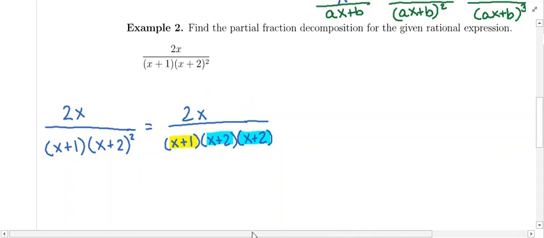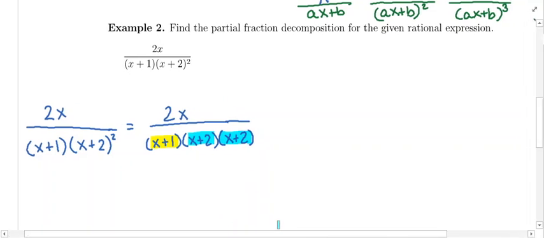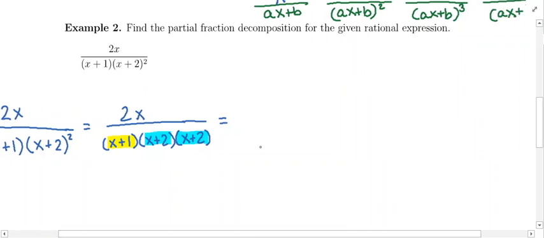So this is case 2 where you have linear factors, but one or more of the factors are repeated. This is how you're going to go about setting it up. We are again trying to write this original fraction as the sum or difference of simpler fractions. To set up the partial fraction decomposition, we first have to deal with the factor x plus 1, the guy in yellow. It is not repeated. So we only need one fraction for this guy.